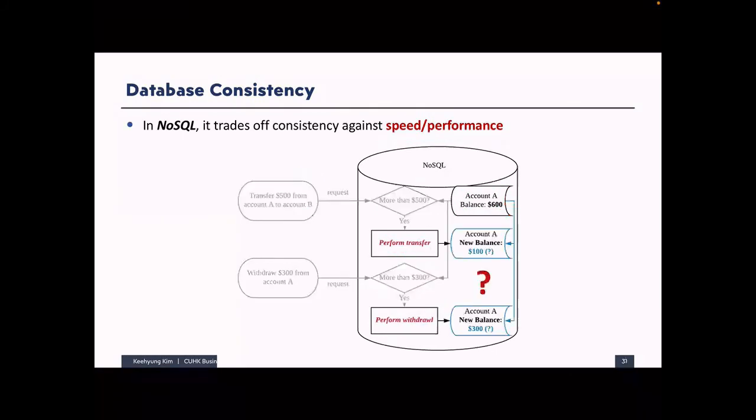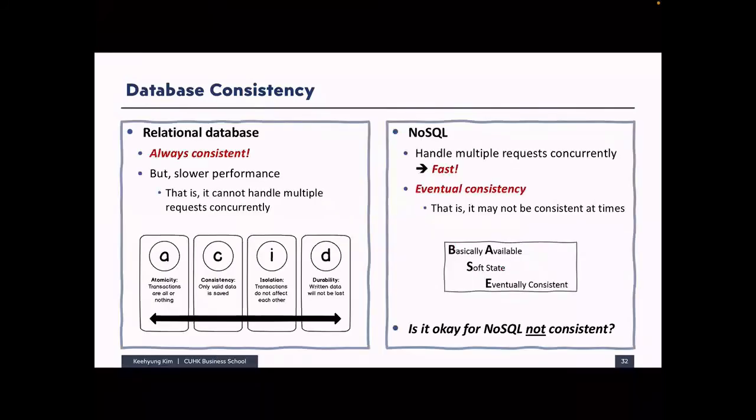In this case, what happens is this. After the first transaction, account A's new balance should be $100. And after the second transaction, account A's new balance should be $300. So there is an inconsistency. And which one is true? Actually, both are not correct. So there is a problem in this case. That's why you should not use NoSQL for something like a financial transaction, or something where consistency is very important. You shouldn't use NoSQL. If consistency is very important, you have to stick with a relational database.